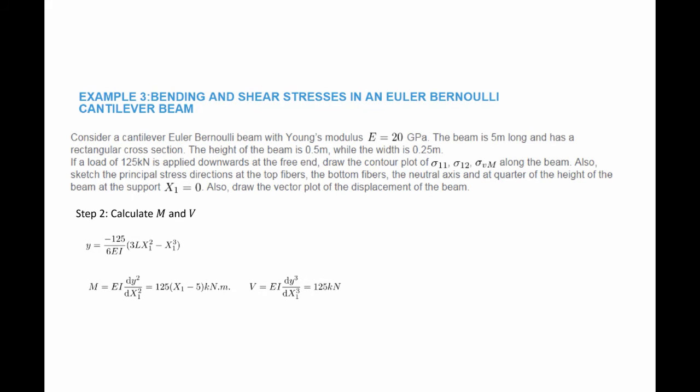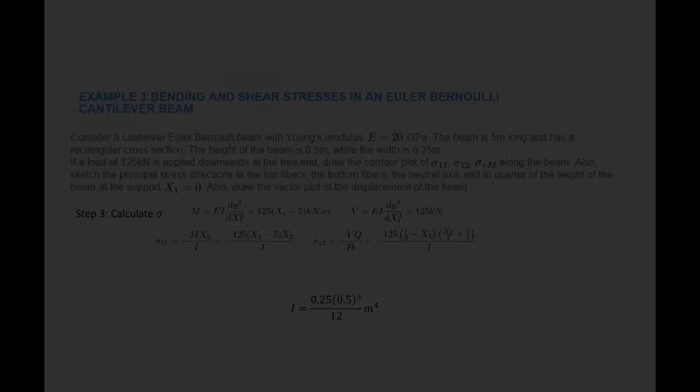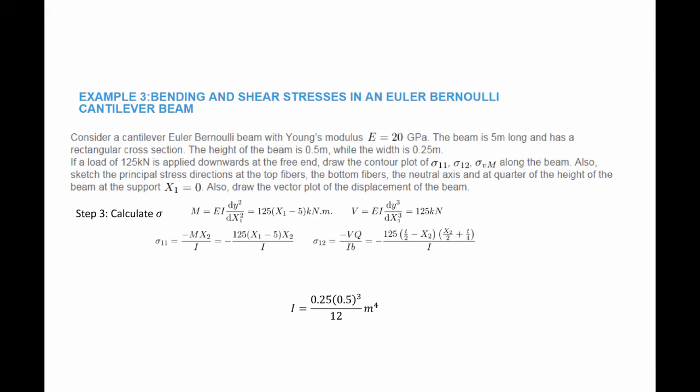The moment is equal to EI, the second derivative of y with respect to x1 squared, which is equal to this, while the shear is equal to EI, the third derivative of y with respect to x1 cubed, which is equal to this value. The stresses: sigma o1 is equal to negative M x2 over I, sigma o2 is equal to negative V multiplied by Q divided by Ib. And Q was given in the slide a few slides ago. The moment of inertia I is equal to b multiplied by t cubed over 12.